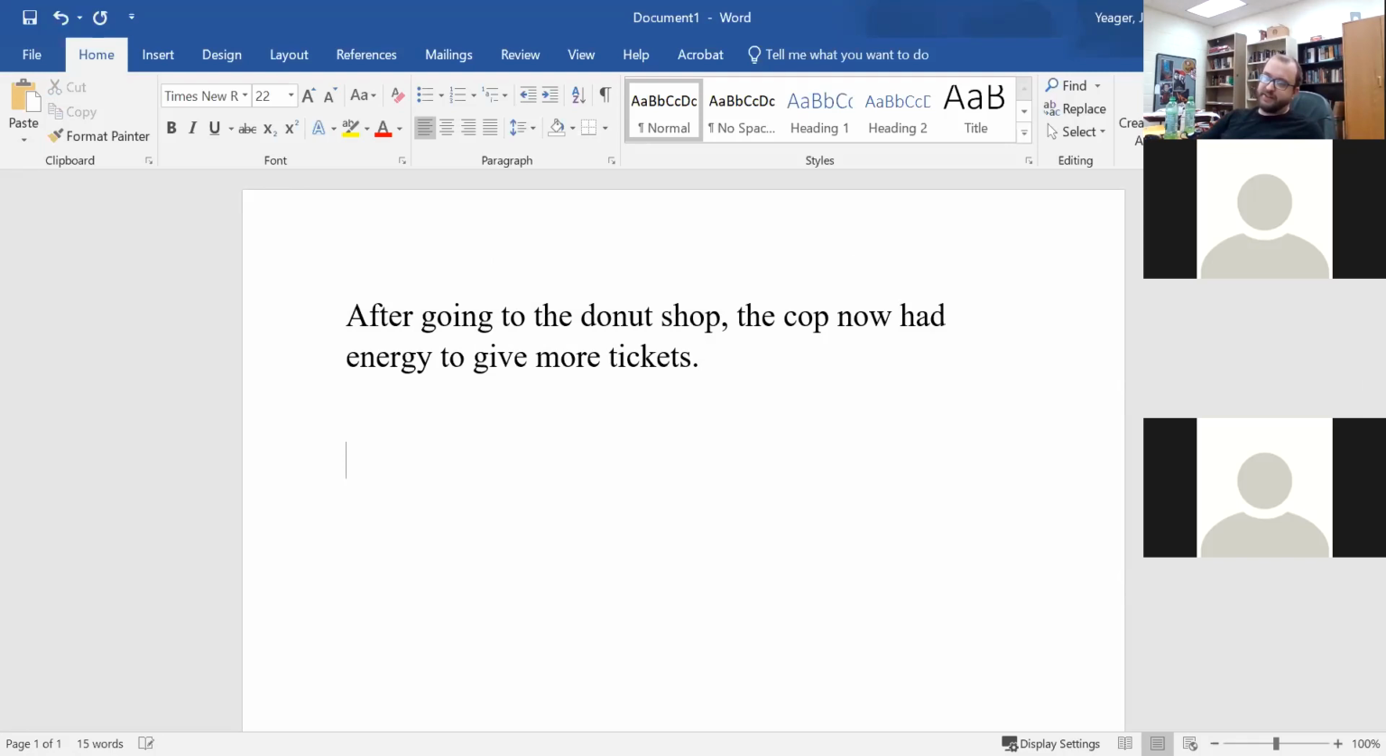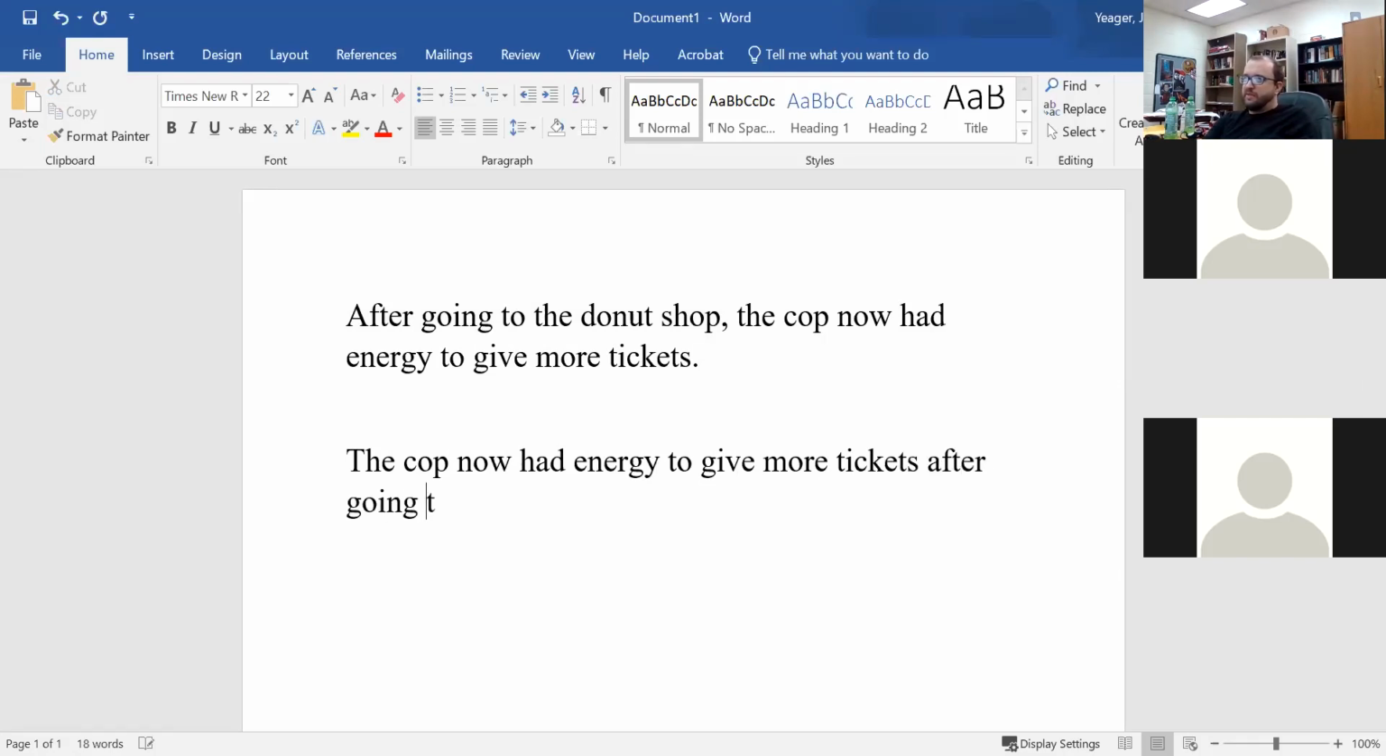However, if we wrote the sentence this way, the cop now had energy to give more tickets after going to the donut shop. Notice here, we pretty much just flip the order the phrase goes in. If you put it at the end of the sentence rather than the beginning, you don't have to put the comma. So it depends where in the sentence you place the phrase.